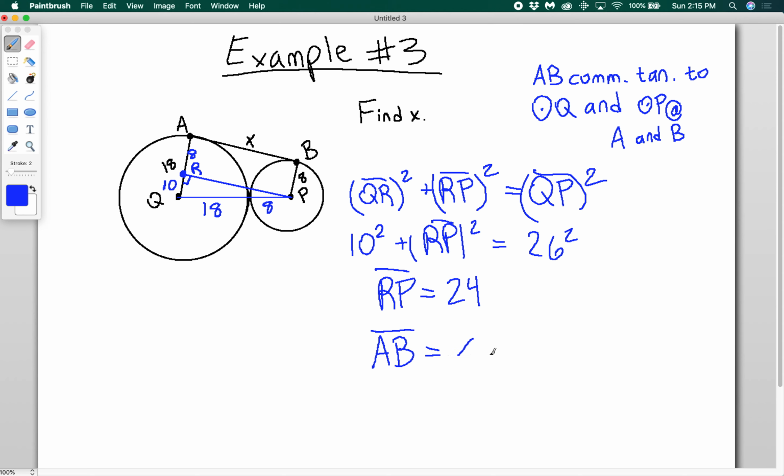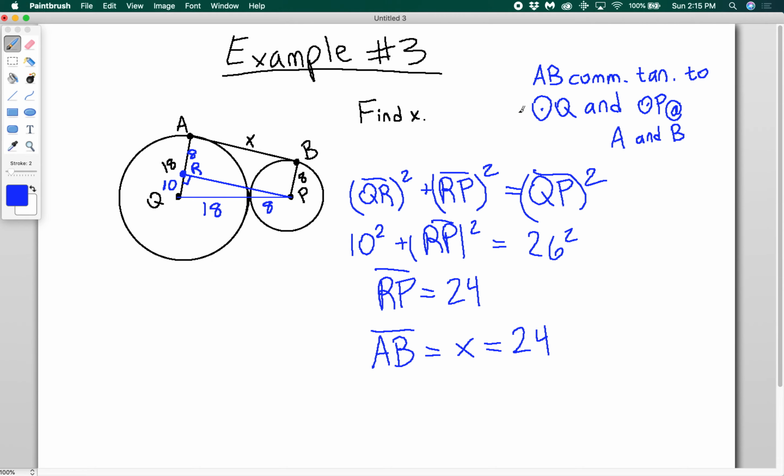which means that line segment AB, which is equal to x, which is what I was trying to solve for, is also going to be equal to 24. Okay, so anytime you have a common tangent, try to draw rectangles and triangles. And then once you do that, you're just going to fill in everything you can, and you're going to end up doing a Pythagorean theorem in the end to solve it.